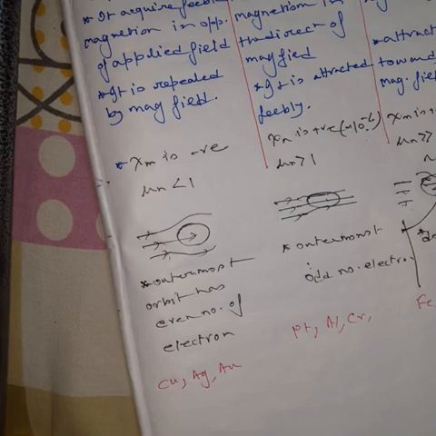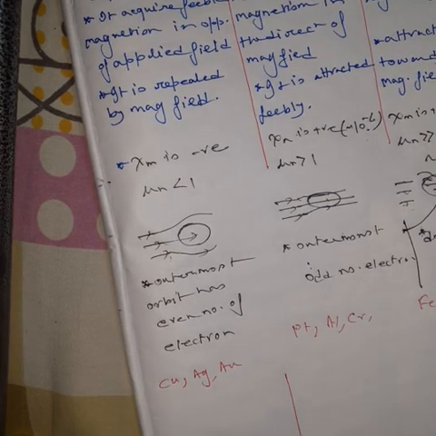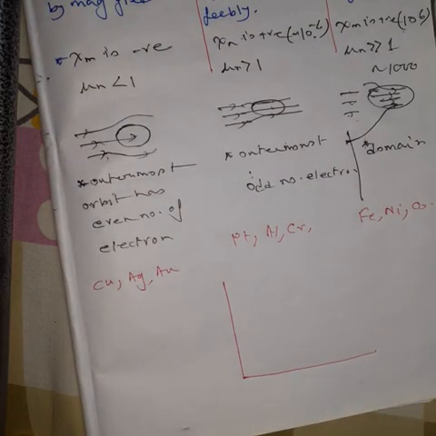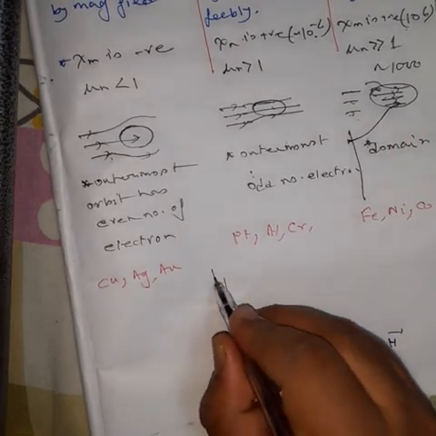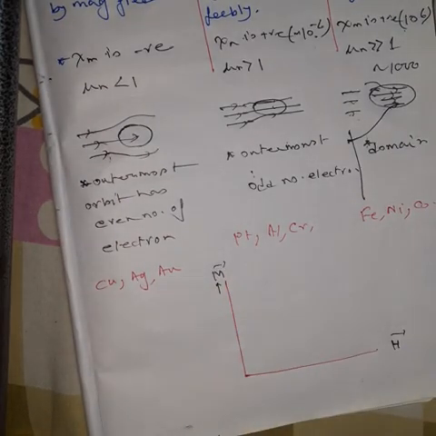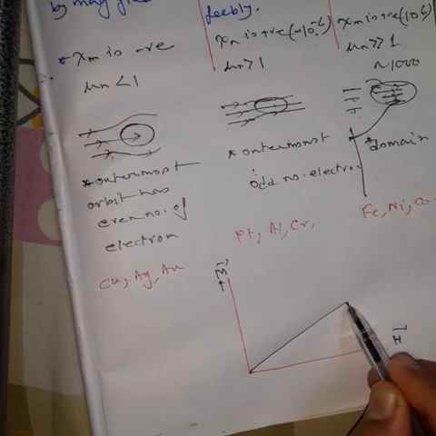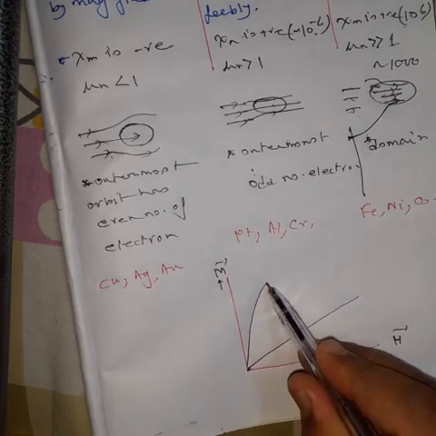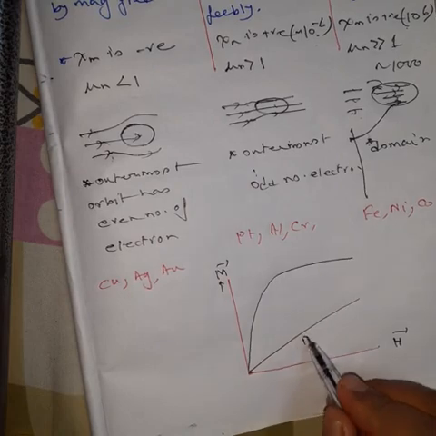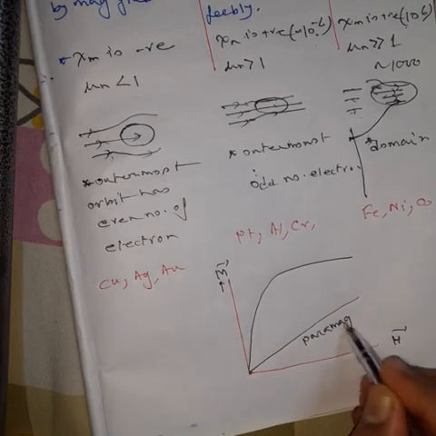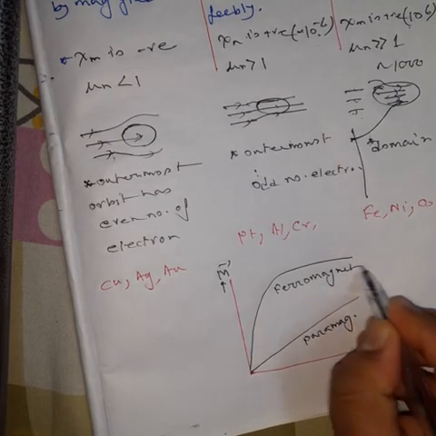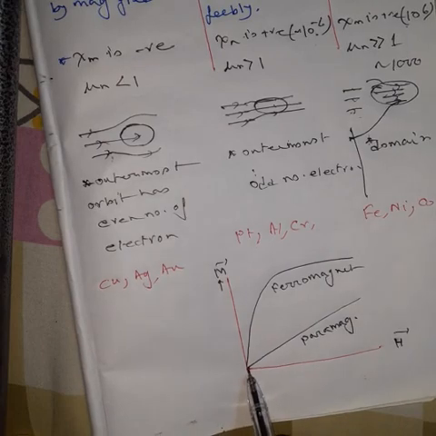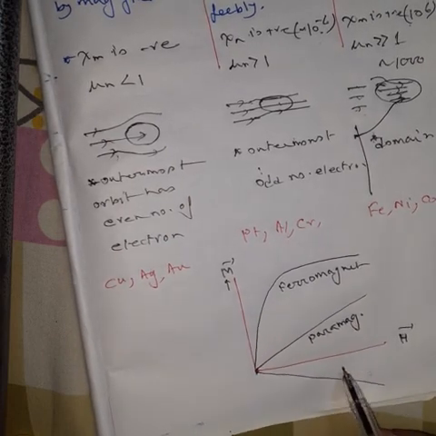If I plot the applied field against magnetization, then I can show you that the paramagnet is like this. The ferromagnet has some very large value, 1000 times of this. So this is paramagnet, this is ferromagnet, and diamagnetism is negative. It is opposite to the magnetic field. So this is my diamagnetic.